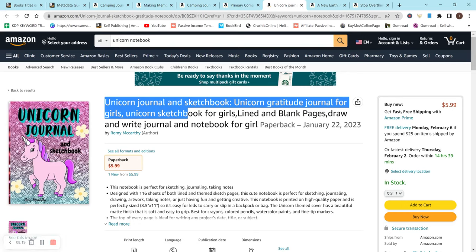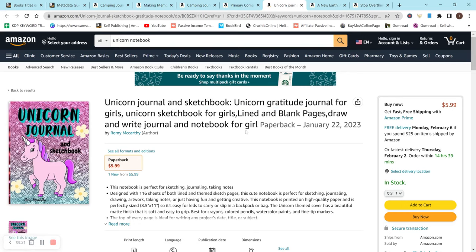Unicorn Journal and Sketchbook, Unicorn Gratitude Journal for girls, Unicorn Sketchbook for girls, lined and blank pages, draw and write journal and notebook for girl. So reading your title out loud is obviously super helpful, because when you read something out loud, you actually kind of hear it better, which might sound a little bit weird.